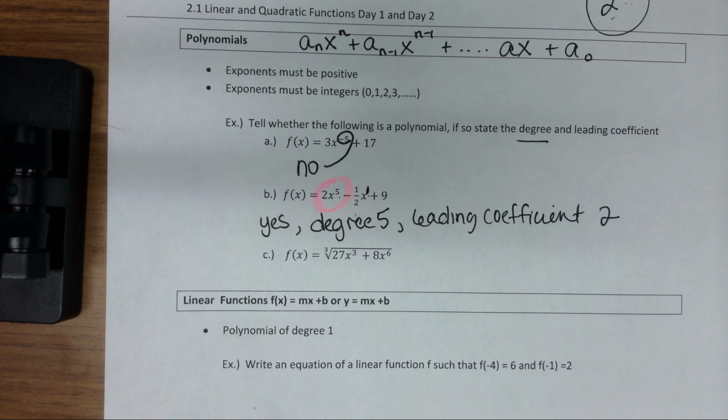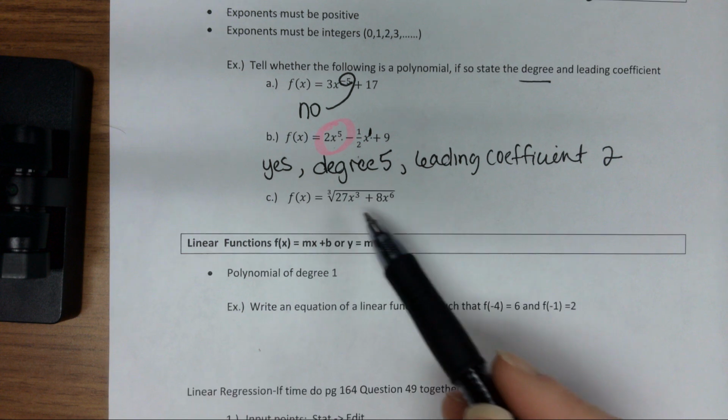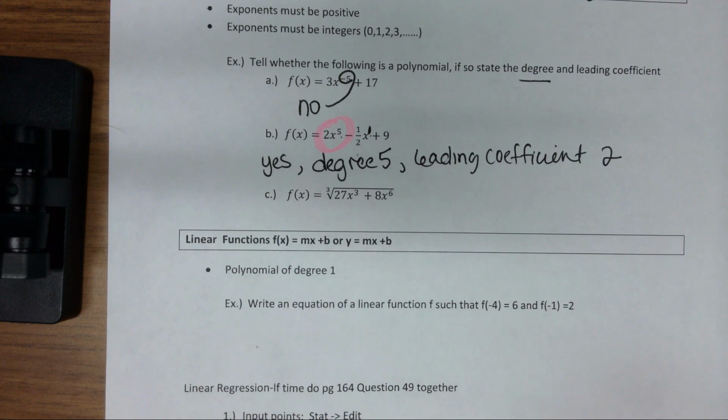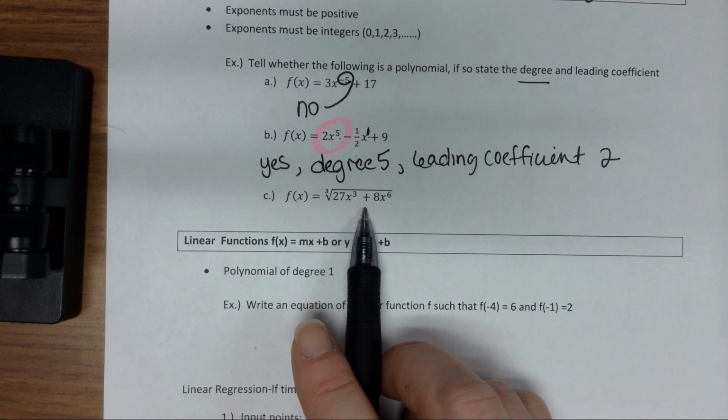Okay, let's move to C. What do you think? No. Do you think C is a polynomial? No. Well, but wait, what if I took the cubed root of 27x cubed and the cubed root of 8x to the 6th? How do you do this? Can you do that? Yes. Can you do that if there's a plus there? No, you can't separate radicals that way.